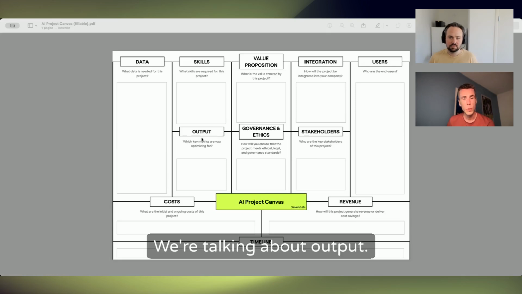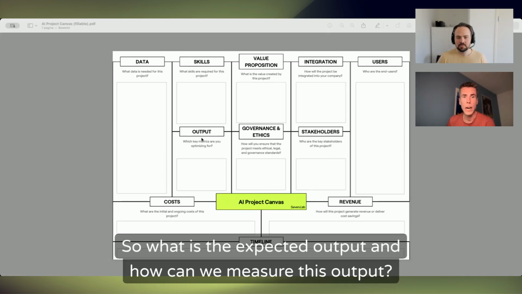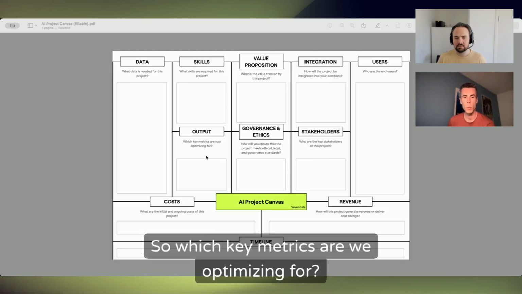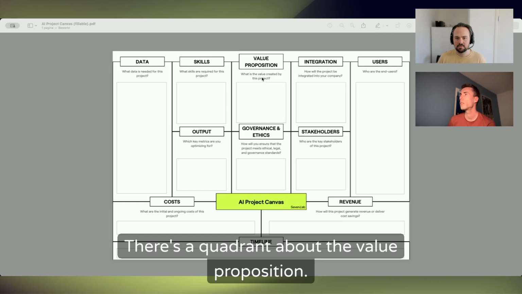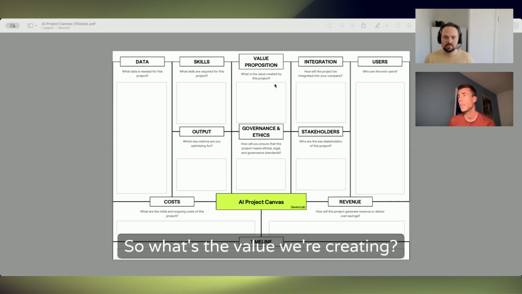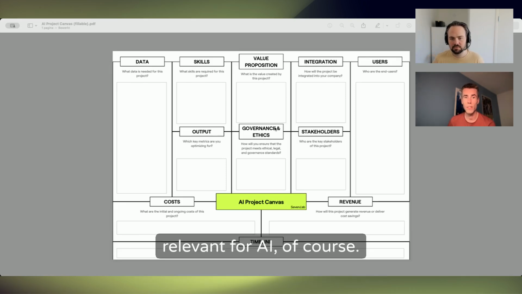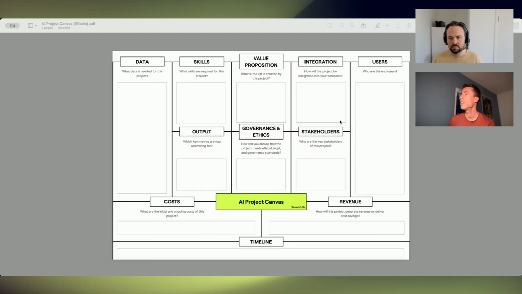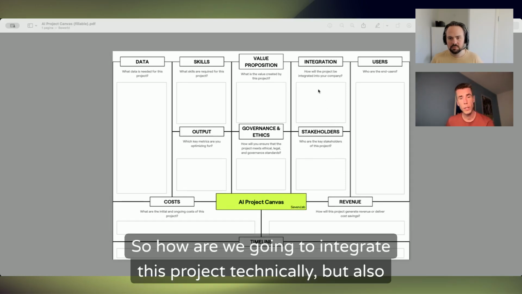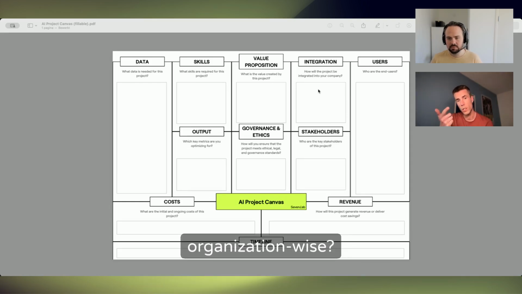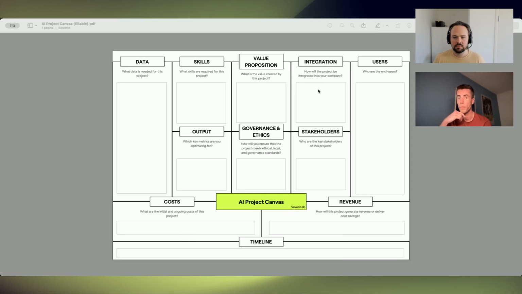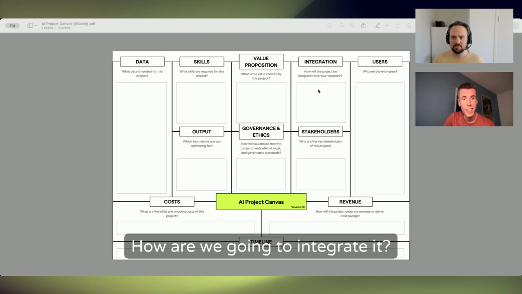We're talking about output. So what is the expected output, and how can we measure this output? So which key metrics are we optimizing for? There's a quadrant about the value proposition. So what's the value we're creating? There's a quadrant about governance and ethics, which is also really relevant for AI, of course. We're talking about integration. So how are we going to integrate this project technically, but also organization wise?